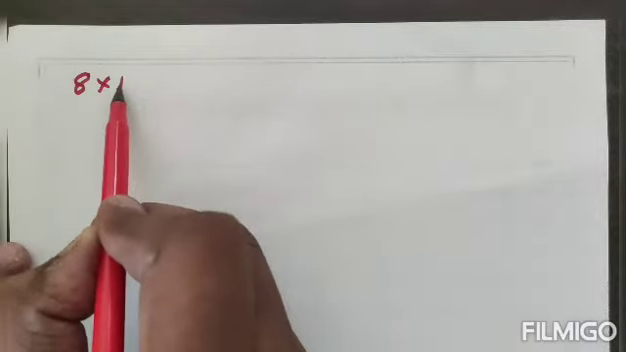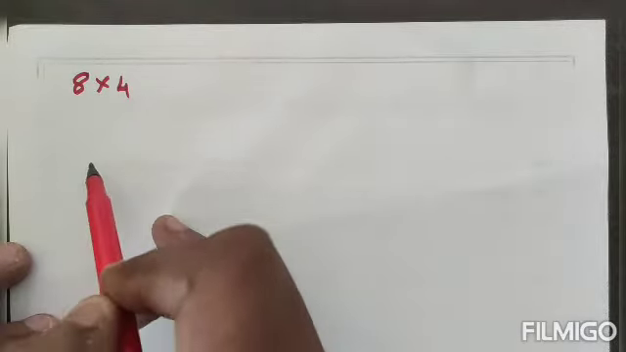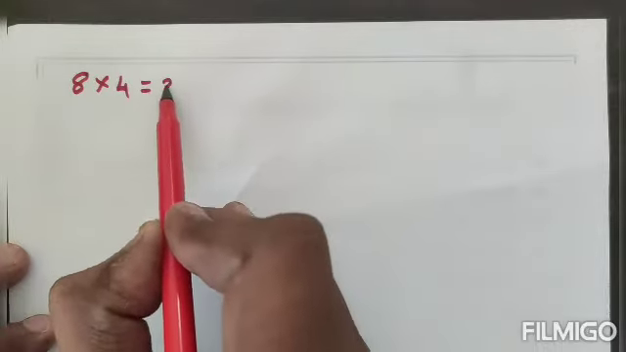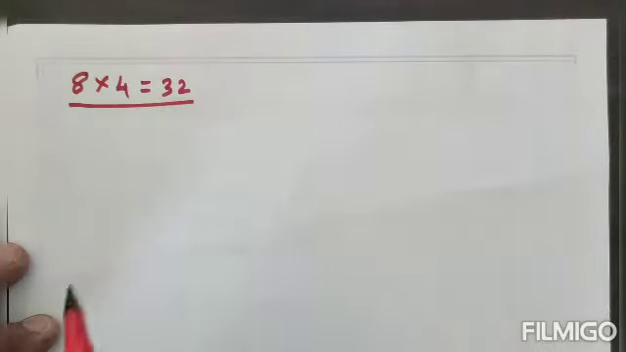Dear students, in this video we are going to discuss how to take the log value for two numbers' multiplication. For simple calculation, for example, 8 into 4, that is 32. This value we are going to find by using the log. How to take the log?